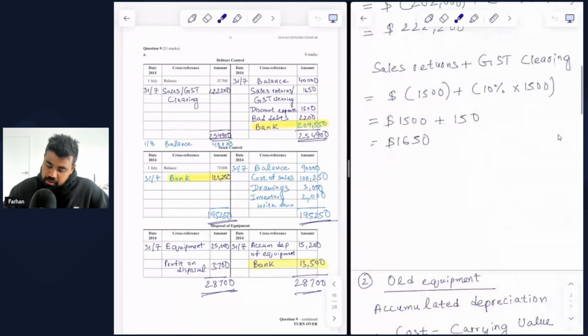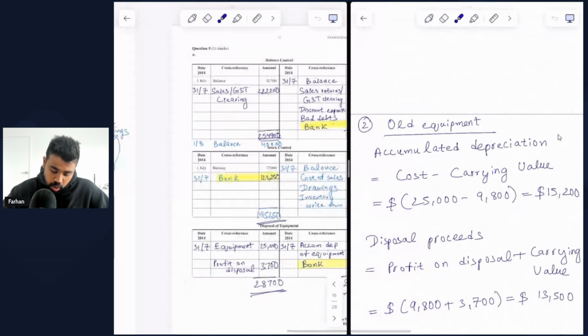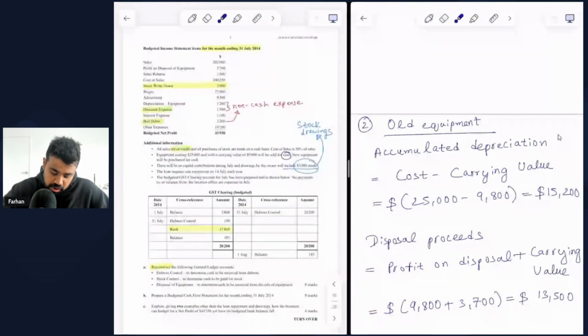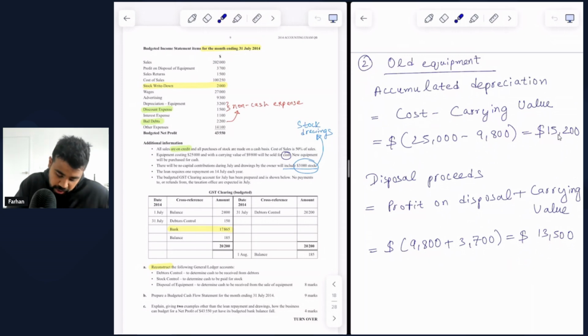Okay, so let's look into the other additional information we have, and also the reconstruction of the disposal of equipment, and determine the cash we have received from the sale of equipment or the disposal proceeds. All right, so what does the second additional information say? So the second line says that equipment costing $25,000 and with the carrying value of $9,800 will be sold for cash.